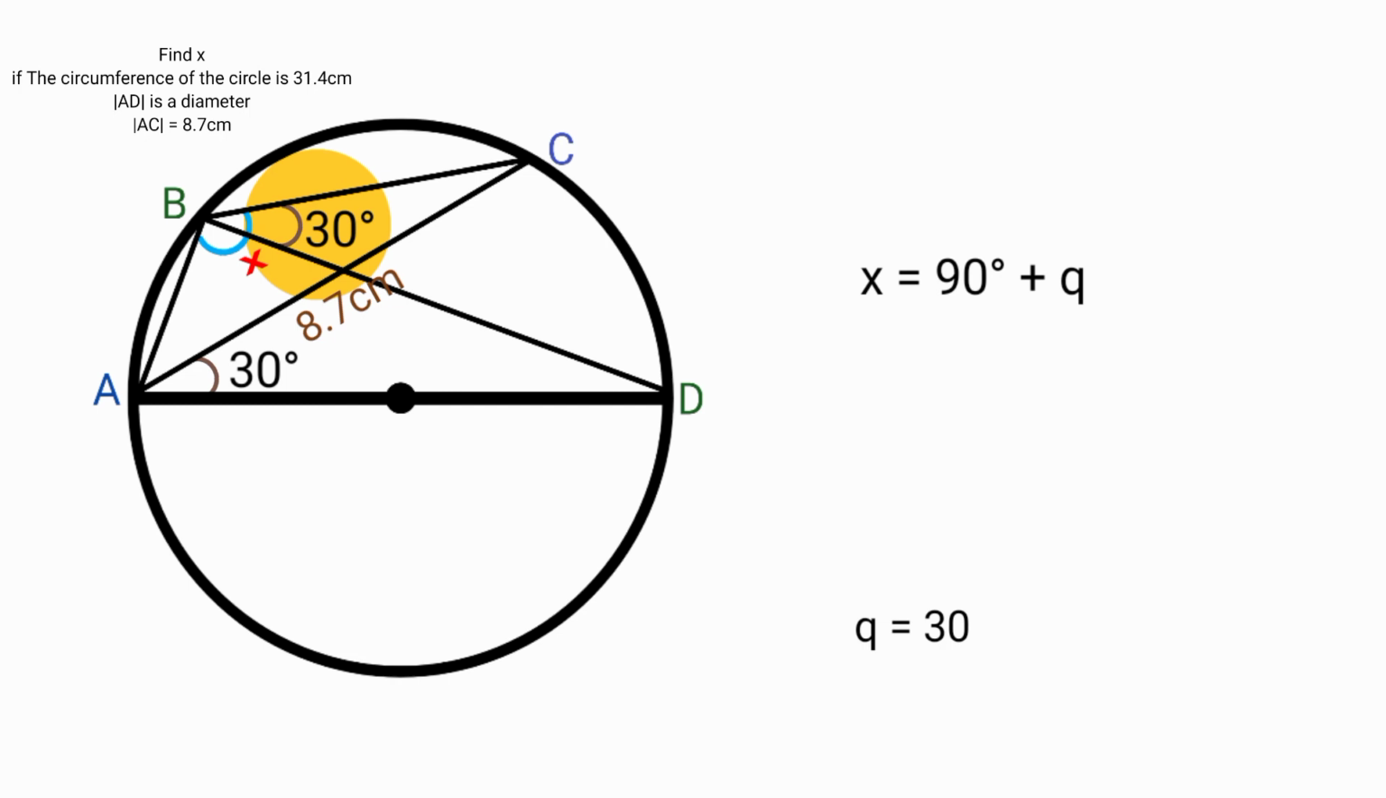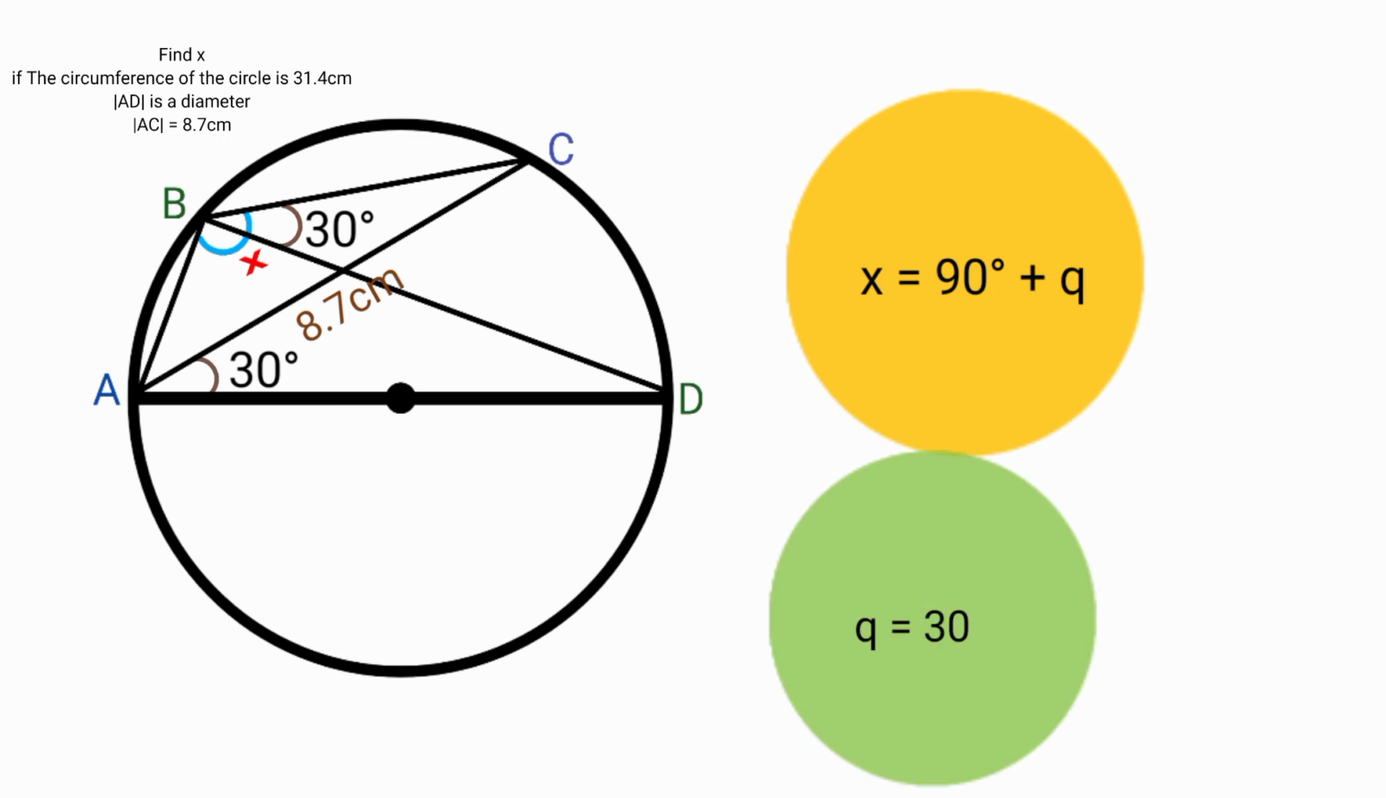Recall from this equation here, X equals 90 degrees plus Q, and we have Q to be equal to 30 degrees, so X will be equal to 90 degrees plus 30 degrees, which is 120 degrees. So we found the size of angle X to be equal to 120 degrees.